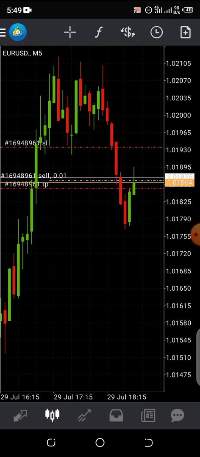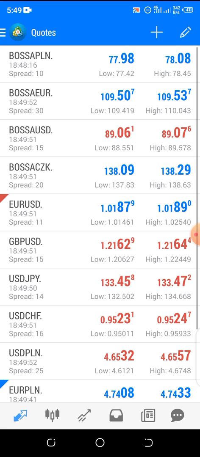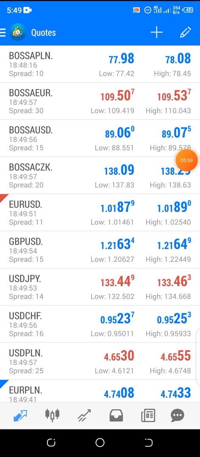I hope this is clear. If this is not clear, let me know in the class and I will explain more of this to you. Okay, now let's take another trade for those of you who are confused. Let's go to GBP USD.